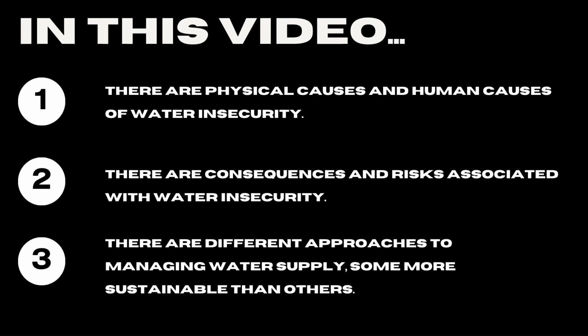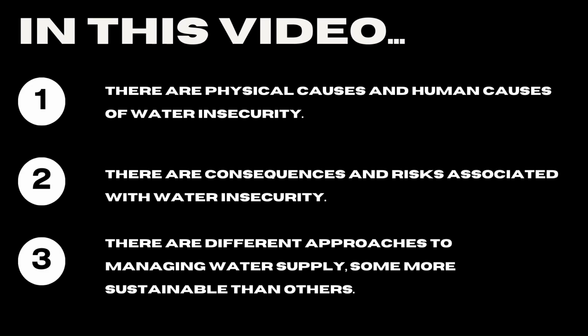Hello and welcome back to the channel. Today we're exploring the third inquiry question of the water cycle topic: how does water insecurity occur, and why is it a global issue for the 21st century? This is a key part of the A-Level geography spec, bringing together physical and human causes, the impacts of insecurity, and different strategies to manage water resources sustainably.